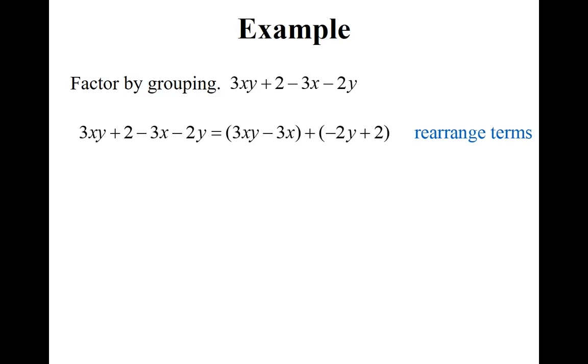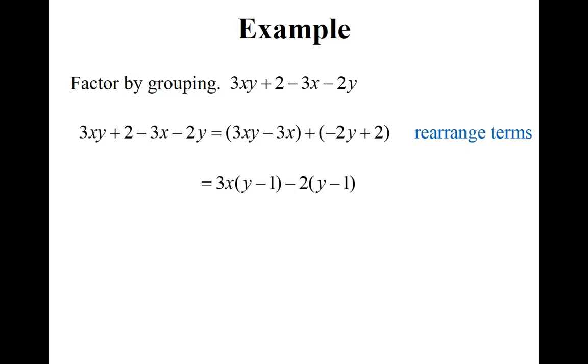From the first group, the 3xy minus 3x, we can factor out a 3x. From the second group, we can see that we can factor out a 2, but we're going to want to factor out a negative 2. Because whenever we can factor out a negative and make our variable positive, we want to do that. Not to mention, it's going to be the only way to get them to match.